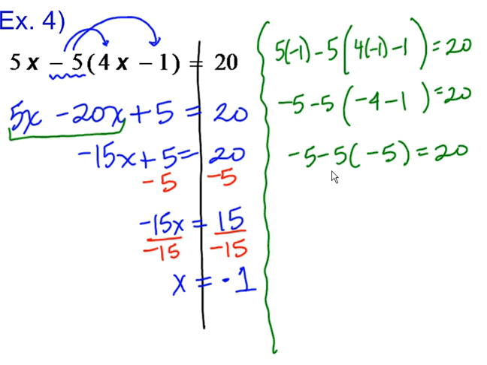So remember, we got to multiply before we add and subtract. So we're looking at a negative 5 times a negative 5, right? So negative 5 times a negative 5 is positive 25. And a negative 5 plus a positive 25 is a positive 20.